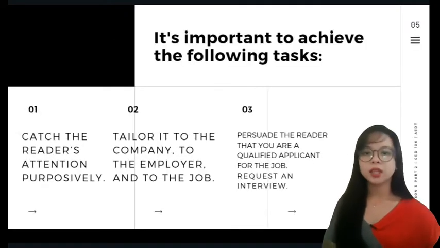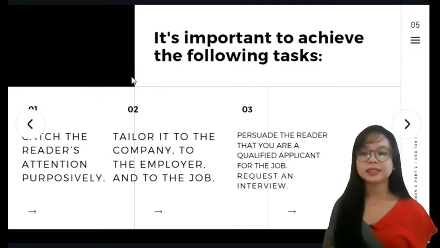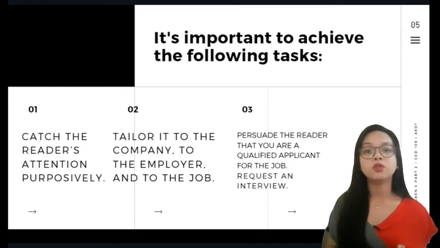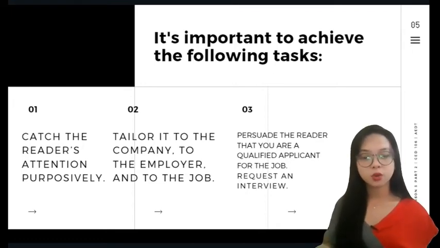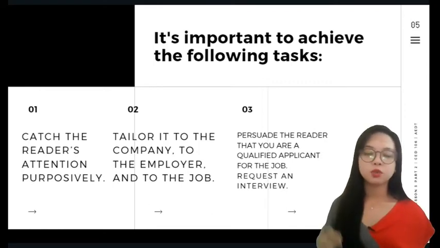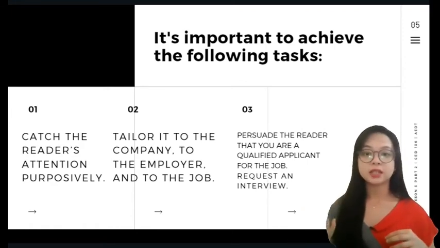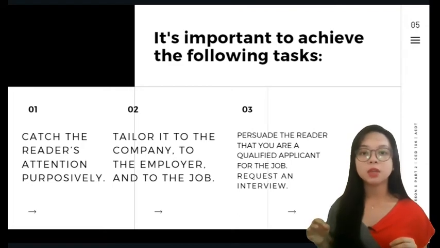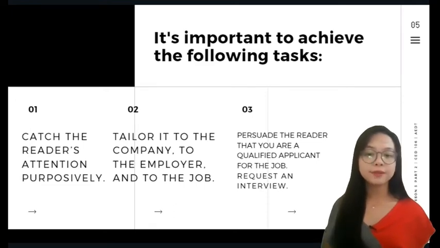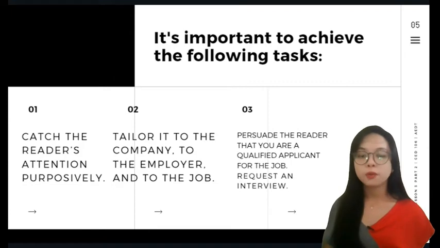So in writing one, it's very important to achieve the following tasks. First is to catch the reader's attention purposively. That's the first thing that you need to do. How? You're going to get their attention if you're going to tailor it to the company, to the employer, and to the job. Therefore, you have to know the company's mission, vision, and core values for you to be able to connect to those ideas that their company are aiming for. Also, you need to persuade the readers that you are a qualified applicant for the job. How? By having a well-written cover letter and curriculum vitae. You have to request also for an interview.